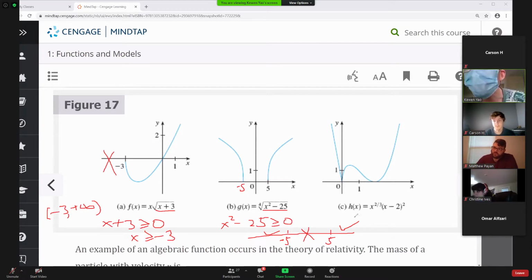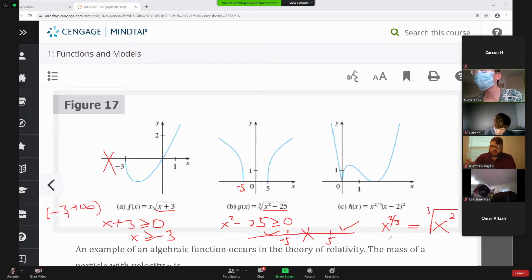Now let's look at h(x). Here it is fine, right? Because x minus 2 squared is a polynomial, and its domain is from negative infinity to positive infinity. Then x^(2/3), right? What does that mean? If you want to write this, it is x squared, then the cubic root.